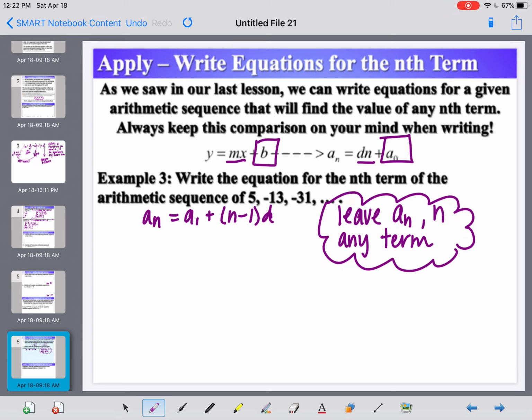So what information do I have here in example 3? I'm going to need a sub 1, and I'm going to need the common difference. Those are the only things that should be filled in. So a sub 1 is 5, and I can determine here that I got from 5 to -13 using a common difference of -18.